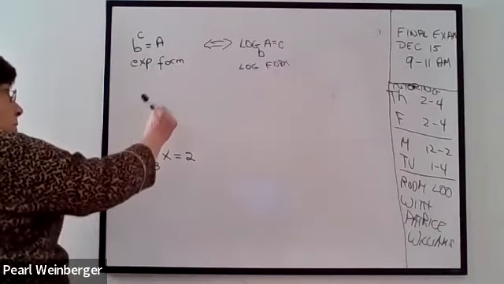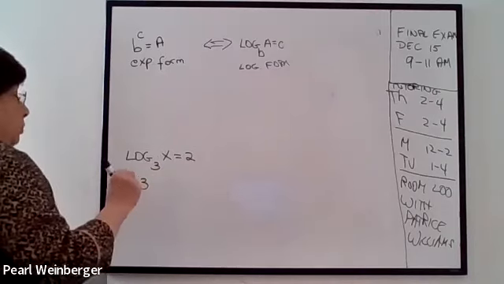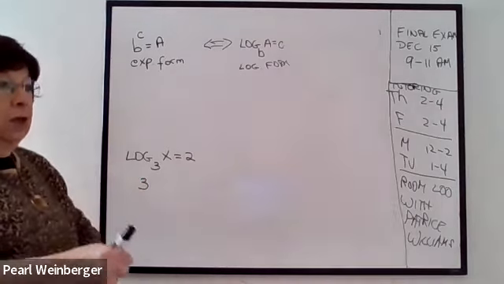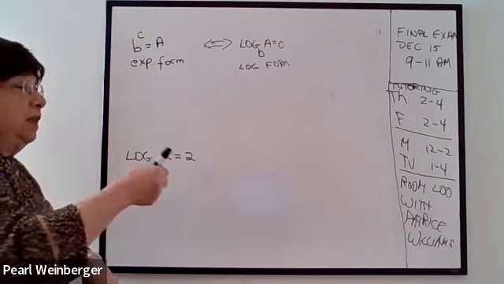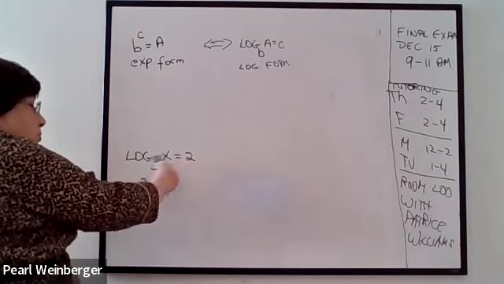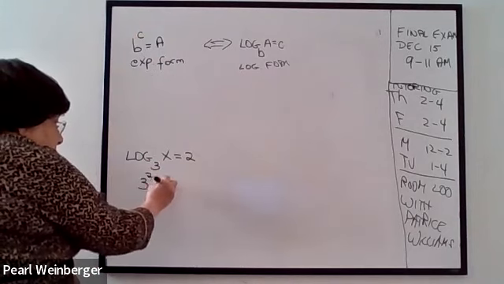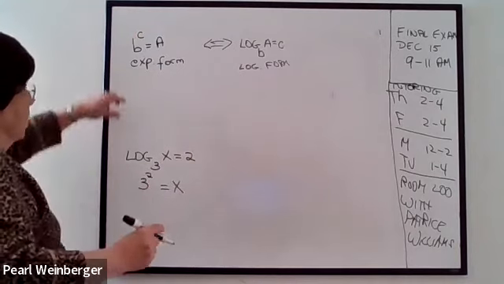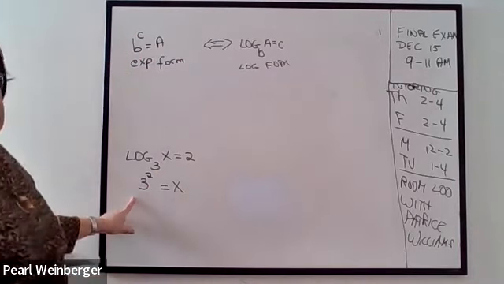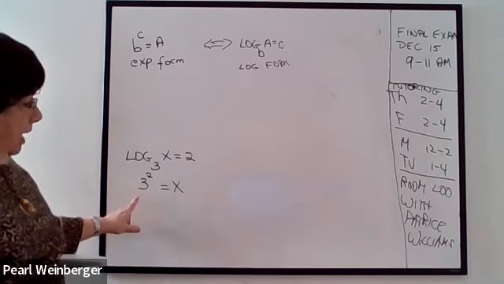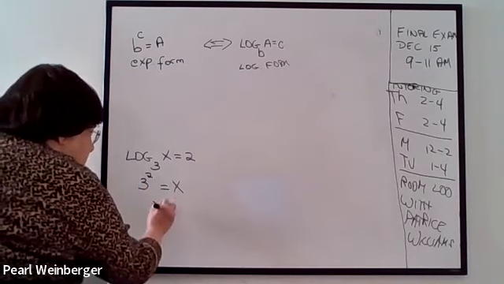Now let's remember, in log form, the subscript 3 is the base. The number it's equal to is the number that's going to be the exponent. So the exponent is a number that's always on the other side of the equal sign of the log. So the exponent is 2, and that's going to equal x. Notice how I've gone from log form back to exponential form. But now it's an easy question to answer. X is 3 squared. Well, 3 squared is 3 times 3. That must mean my x is 9.